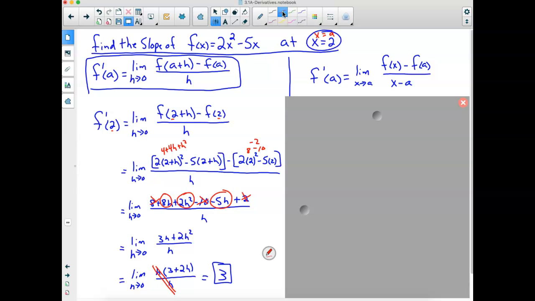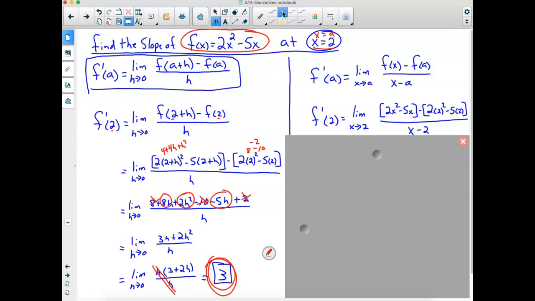So again, this a, we're going to do the same thing. We found out this derivative down here was 3. The slope of f of x equals 2x squared minus 5x at x equals 2 was 3. If I use the alternative form of the derivative, that is, taking the limit as x approaches a of f of x minus f of a over x minus a, I go through and replace all those a's in there. So f prime of a, which is 2. So I need to find f of x.